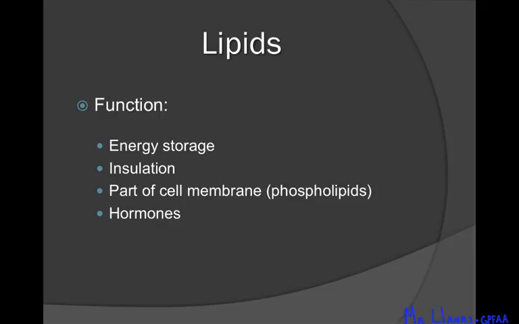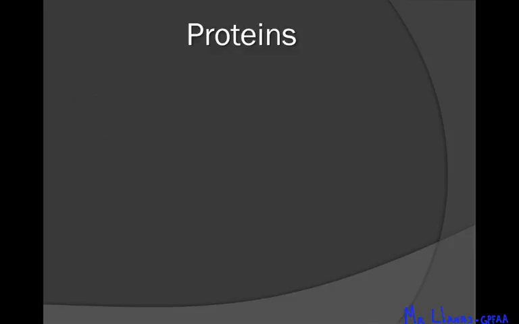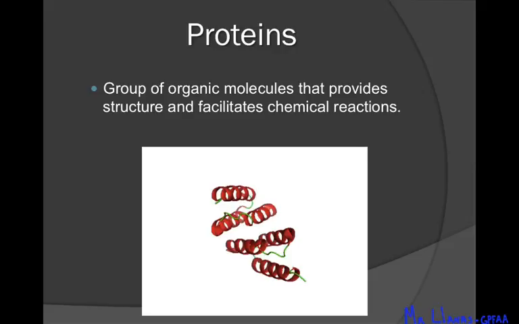Alright, so that's carbohydrates, that's lipids. Remember, they're both made out of carbon, hydrogen, and oxygen, or CHOs. It's just that carbohydrates have a ratio, and they are made up of rings. Lipids are fats, and they are made up of glycerol and fatty acids. Triglycerides, 3 fatty acids. Diglycerides, only 2 fatty acids.